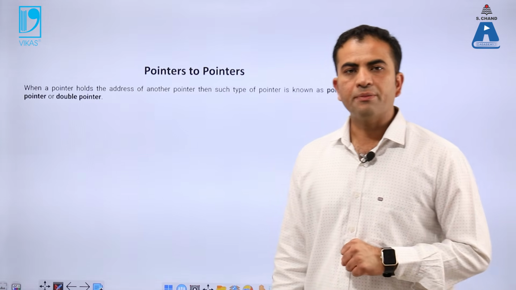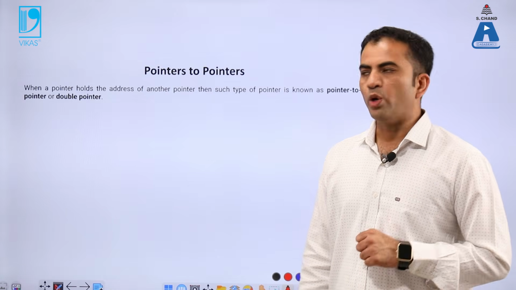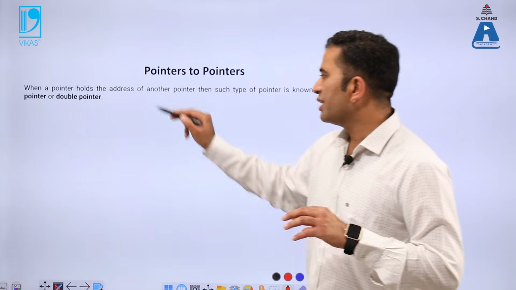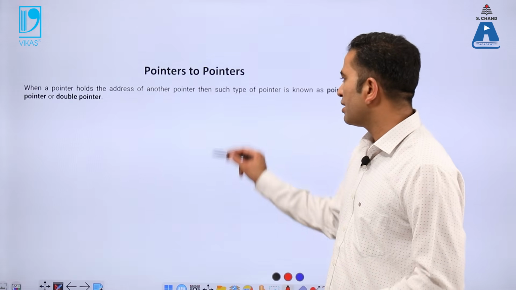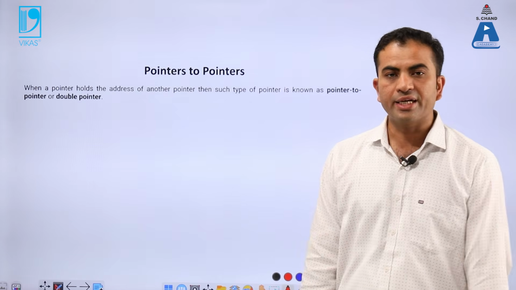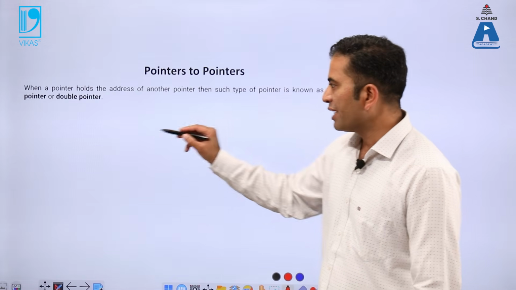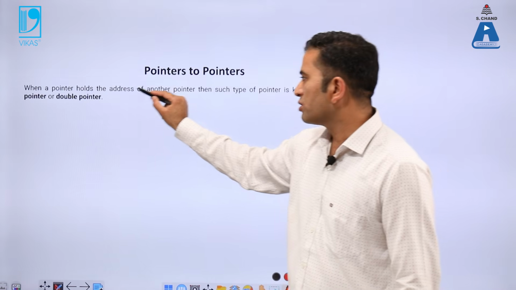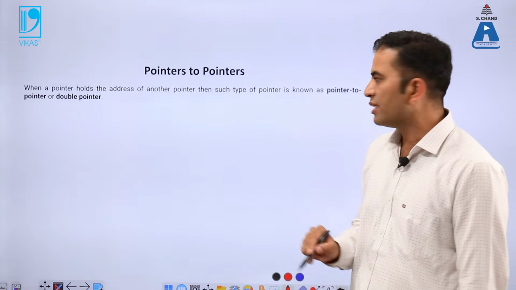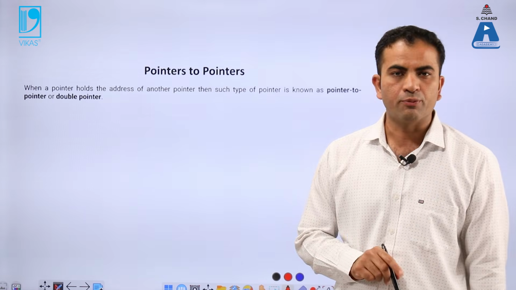Now our next concept is pointer to pointer. So what does it mean? When a pointer holds the address of another pointer, then such a type of pointer is known as pointer to pointer, or we can say double pointer. I am again repeating, when a pointer holds the address of another pointer, then such a type of pointer is known as pointer to pointer or double pointer.